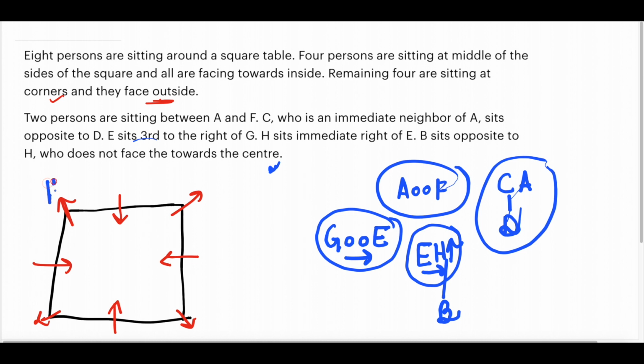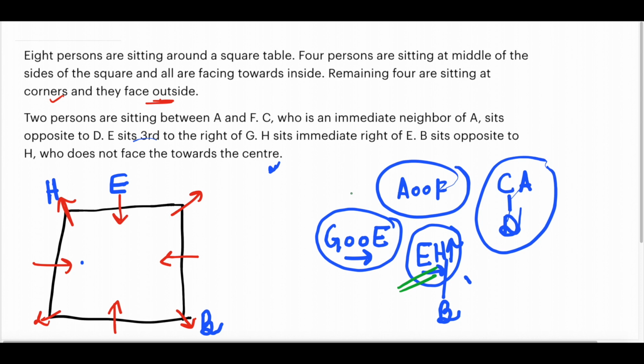So let's take H here. H sits here. Now H is to the immediate right of E. So E can be either here or here, but in either case E faces inside towards the center. Because H is immediate right of E, you have to place E here, because if someone faces towards the center, then the right is anti-clockwise. The opposite of H is B, so B sits here. This condition is done.